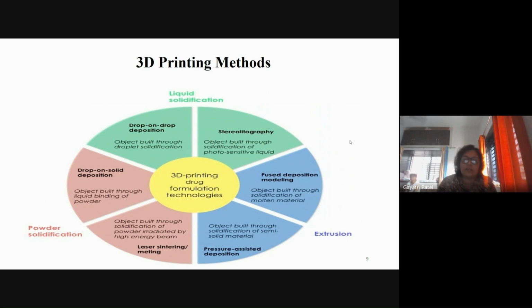Out of these, I am using fused deposition modeling, and I am expert enough to handle it. I can build some desired shapes, and after meeting with clinicians, we can come up with 2-3 applications that I will share with you later.